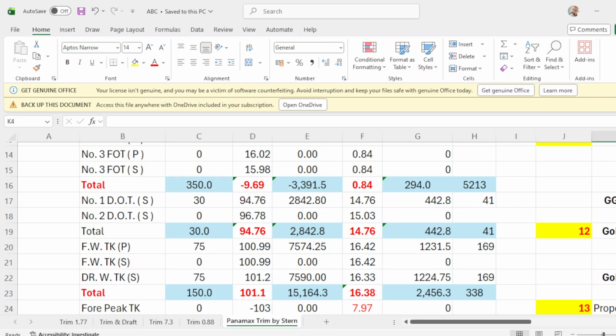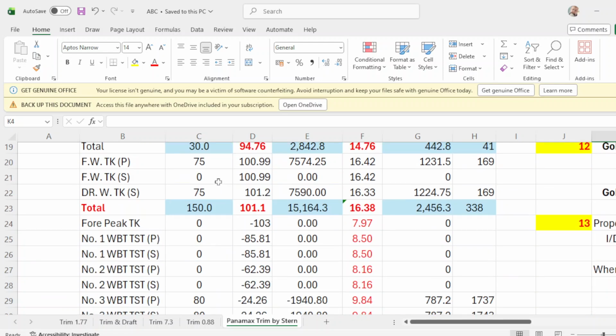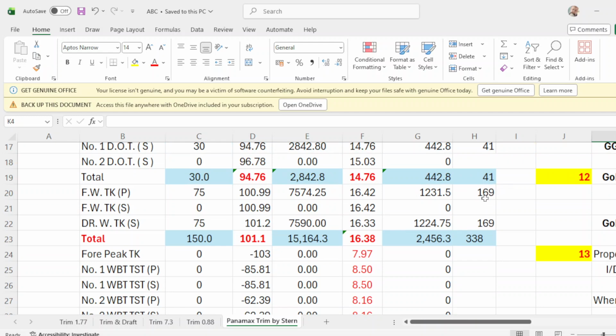Then you have your freshwater port tank, you have 75. Then you multiply with your LCG, this will be LCG moment, weight multiply with your KG, this will be KG moment, and here you have your free surface moment. So every liquid has this free surface moment. Okay, and this will be your total weight of your fresh water, since you also have here a drinking water tank, which is also 75.